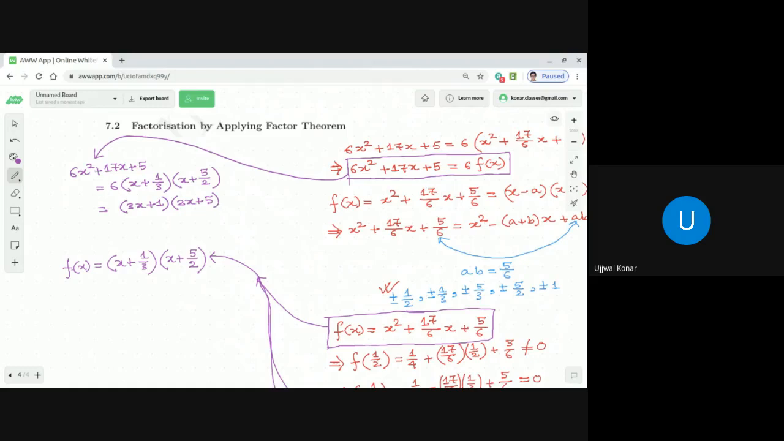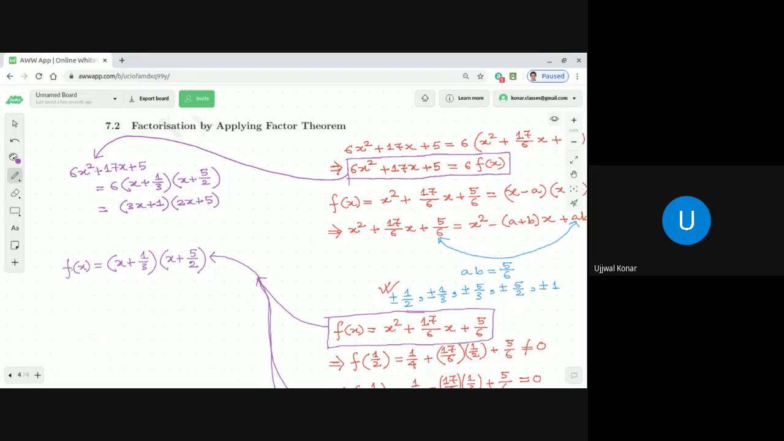Absolutely clear. But dear students, if you take the polynomial expression 6x² + 17x + 5 and do a middle term factorization, that is by splitting the middle term, you can find that factorization quite efficiently, correct or not? But then why do we apply the factor theorem? Because we will see in some cases where the factor theorem is efficient. Factor theorem is efficient when the constant term can be factorized, and we'll see that it is an efficient way of doing it.